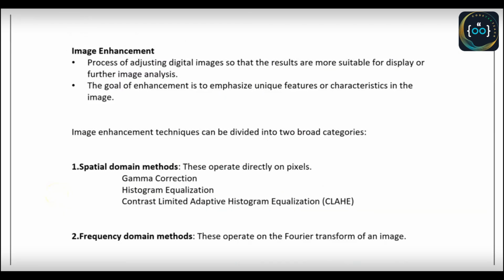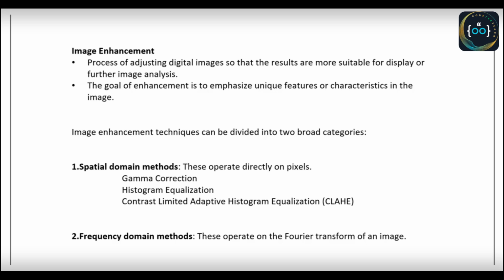Image enhancement is the process of adjusting digital images so that the results are more suitable for display or further image analysis. The goal of enhancement is to emphasize unique features or characteristics in the image. Image enhancement techniques can be broadly divided into two categories: spatial domain methods and frequency domain methods. Spatial domain methods operate directly on pixels.